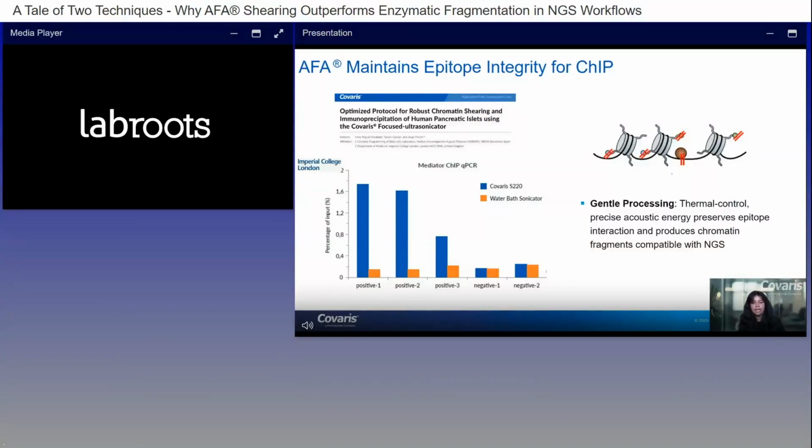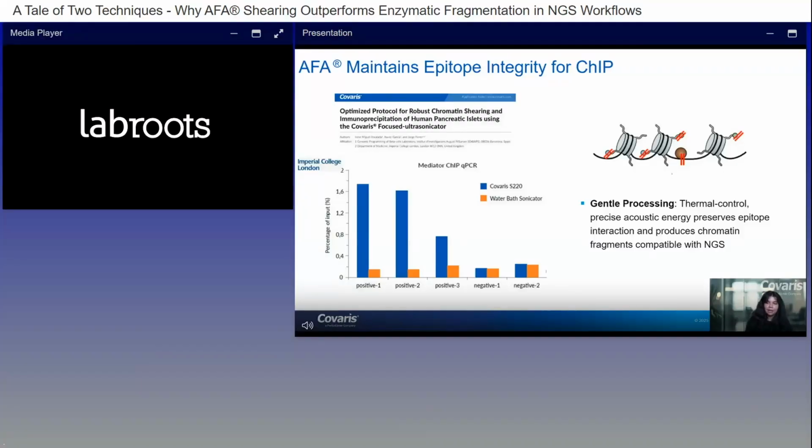And we can really see this reflected in the data here. So by looking at the water bath sonicator in orange, we can see that these samples yielded a very low ChIP qPCR signal, indicating that the epitope was compromised during sample processing. In contrast, we can see that the Covaris sonicated samples were able to yield a much higher qPCR signal, indicating that using Covaris ultrasonication we were able to consistently shear the chromatin while maintaining epitope integrity.